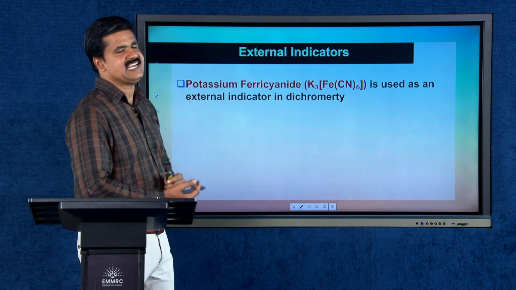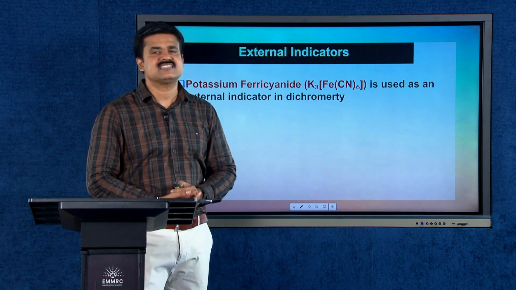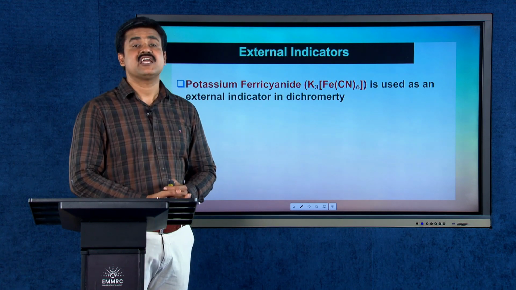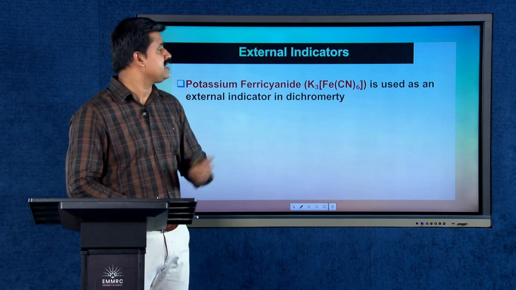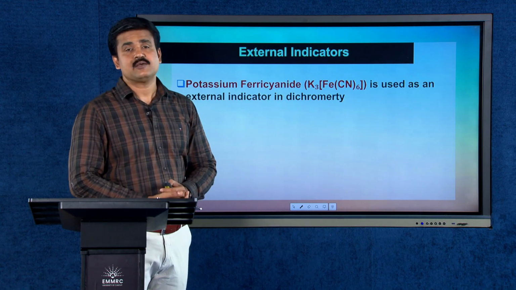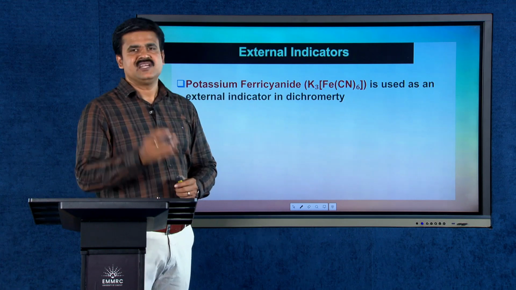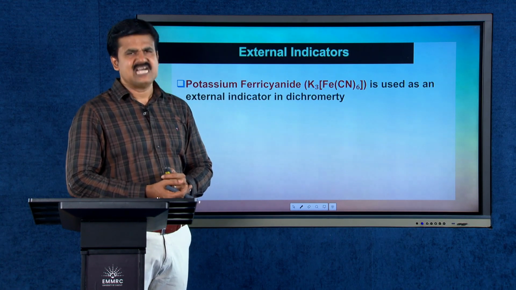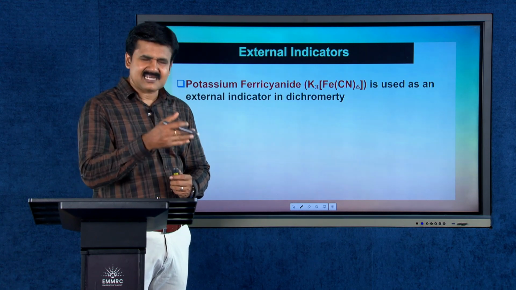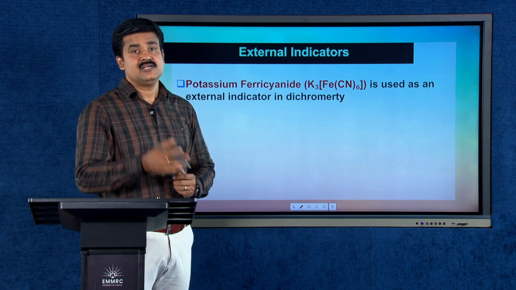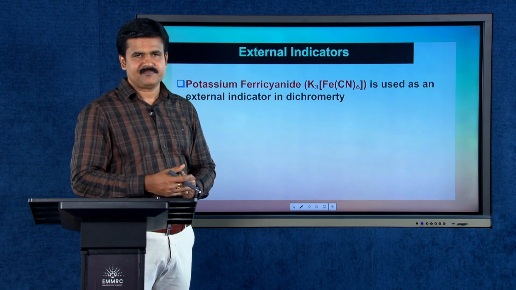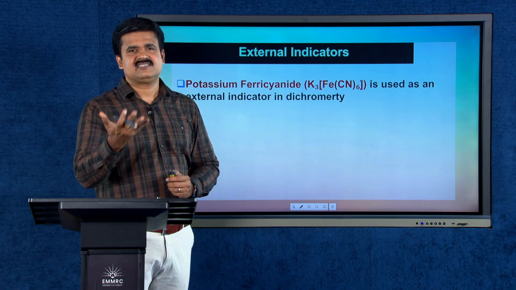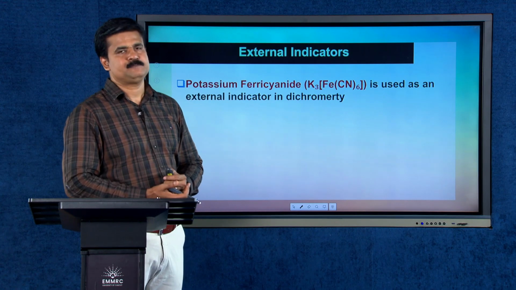Potassium ferricyanide, with the molecular formula K3[Fe(CN)6]. This is a coordination complex. Potassium hexacyanoferrate(III) is its IUPAC name. Here, iron is present in plus 3 oxidation state. This compound is used as an external indicator in dichrometry. As the name indicates, this external indicator should not be mixed with the reaction medium. That should be placed outside the reaction medium in some tiles, some porcelain tiles, etc.